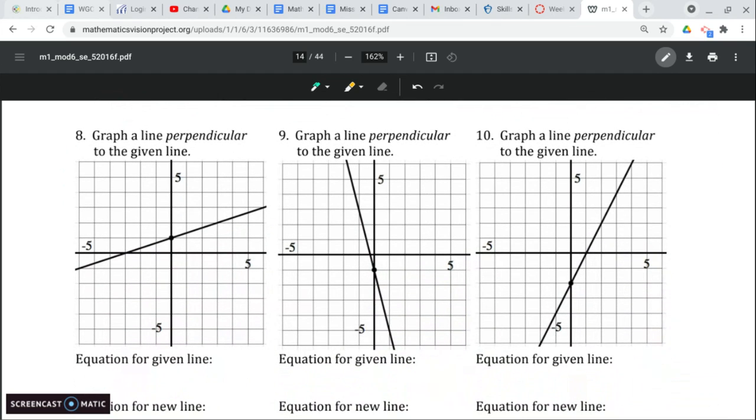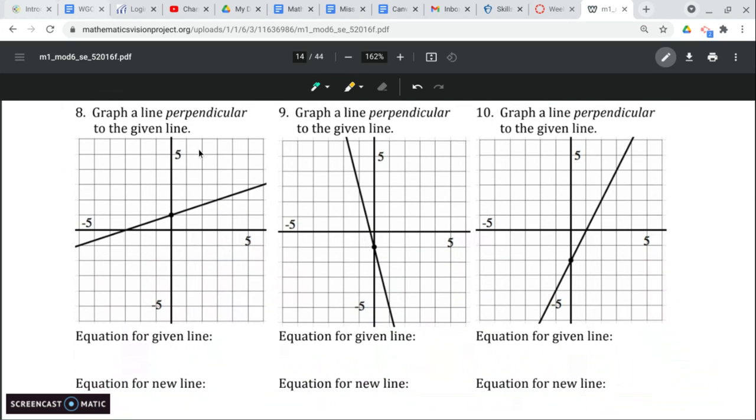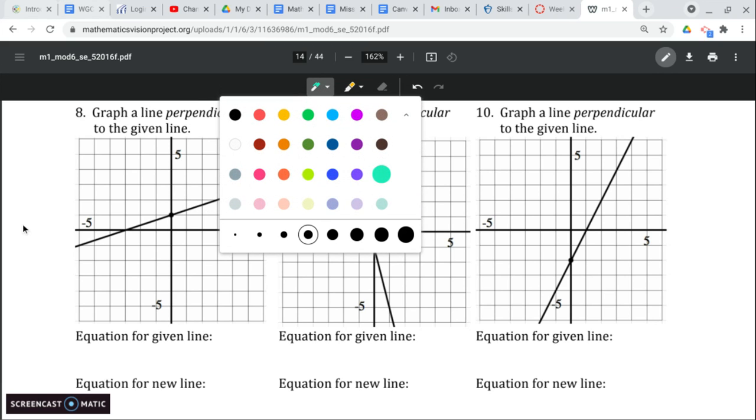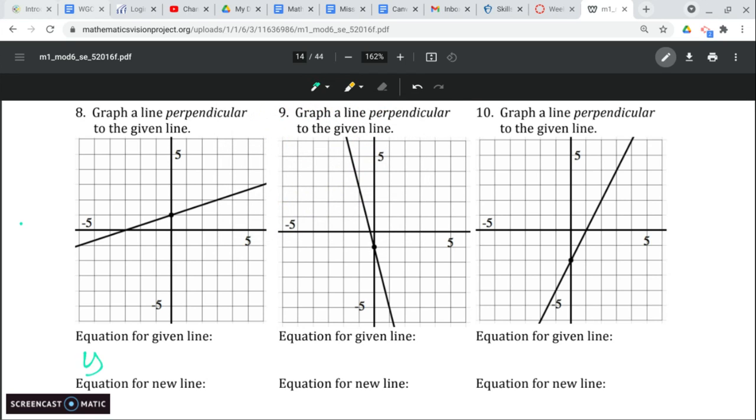All right, so now what we're looking at is graphing perpendicular lines. So your keyword for this lesson is perpendicular. First things first, figure out the equation for the given line. It looks like we're going up 1 over 1, 2, 3. So we've got a 1/3 slope for this. So y equals 1/3 x, and our y-intercept is right here at 1, so +1.